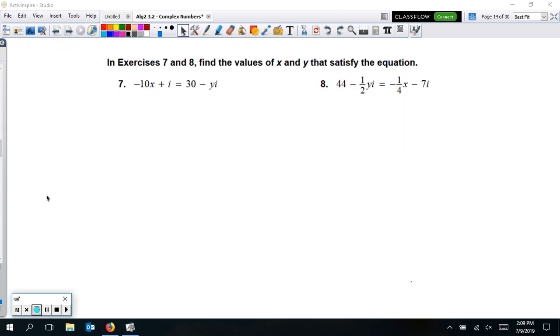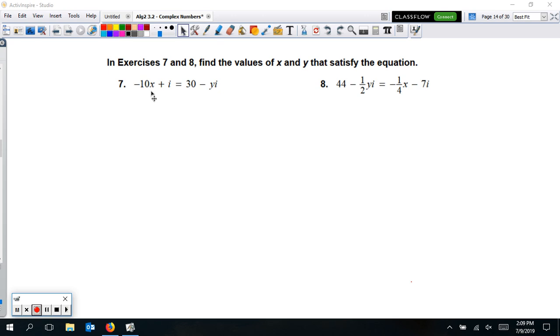Okay, so on problems 7 and 8 it says find the values of x and y that satisfy the equation. Now these are kind of weird looking equations. It's got an x, a y, and an i in this equation. And we need to remember when we see the letter i, that does stand for imaginary, so that would be the square root of negative 1. These equations are a little strange, but they're very easy to actually solve.